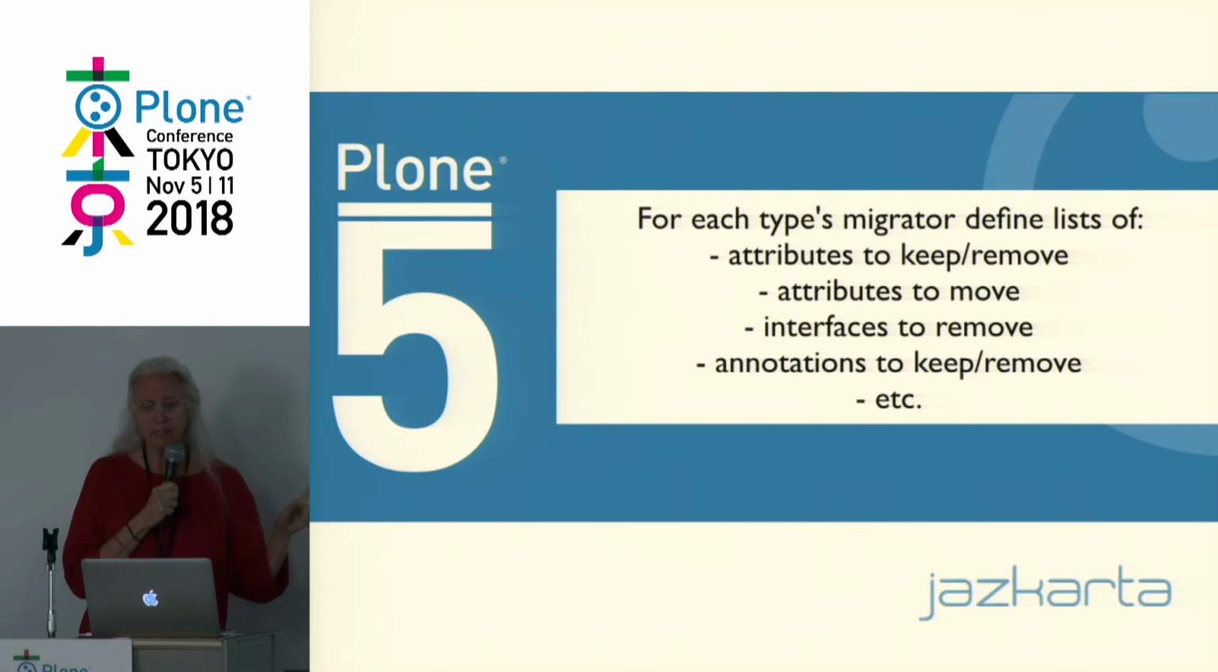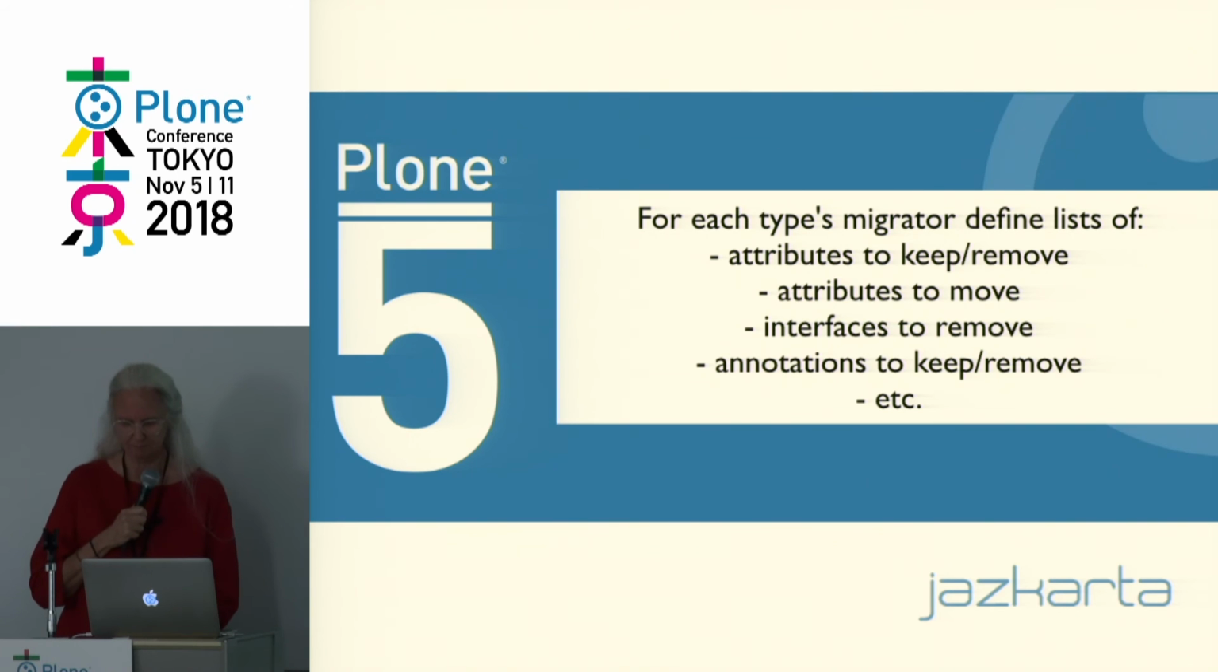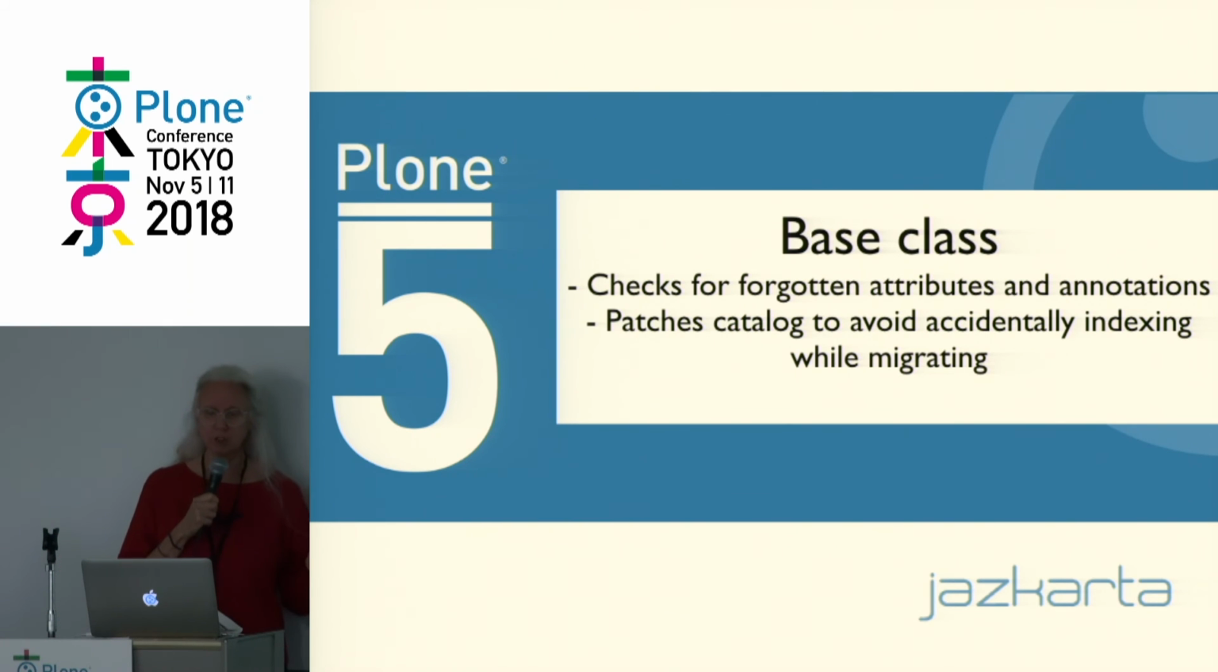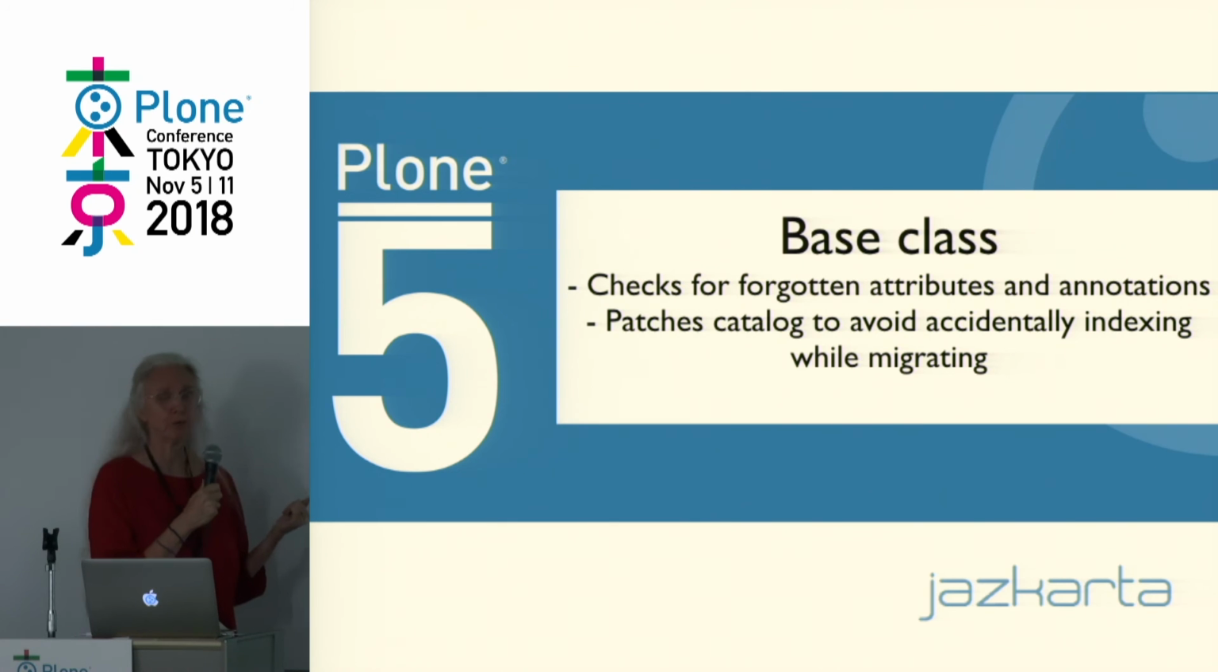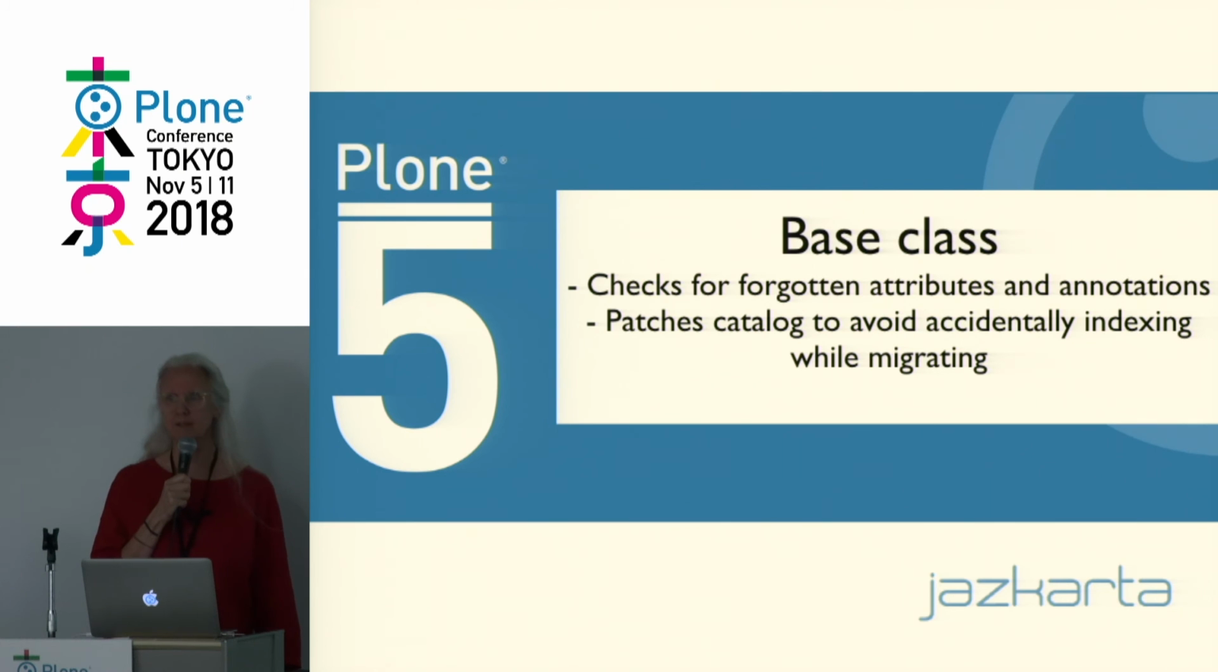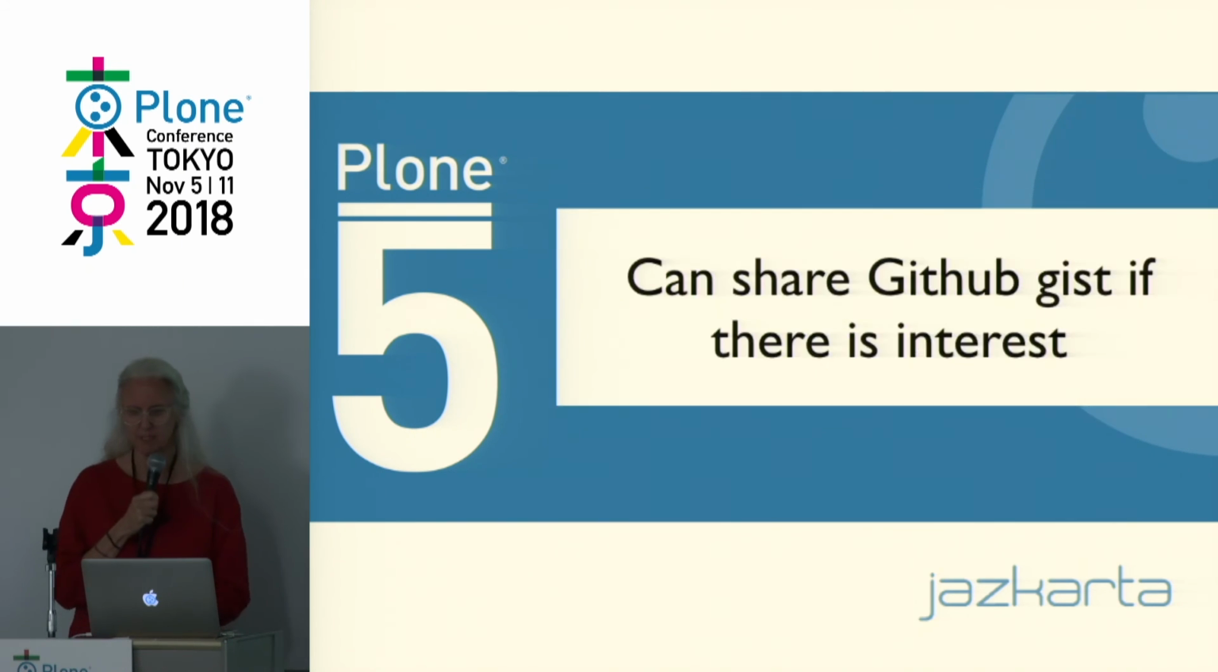Hopefully, right towards the end of this talk, which is in 5 or 10 minutes, David said he'd come. So if anybody wants to bend David's ear and ask him questions about exactly how he did this, he will be here, or just catch him later. And then the base class also checks to see if you forgot to list one of the attributes or one of the annotations. So that's handy. And it also patches the catalog to avoid accidentally indexing things while you are in the process of migrating. So it's very handy dandy.